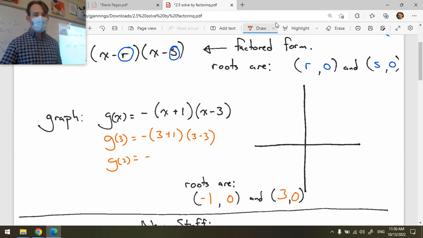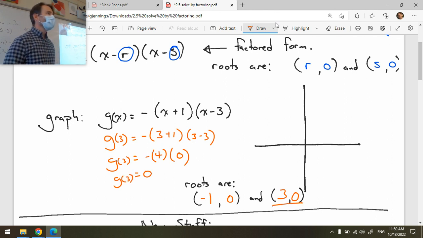And now let's evaluate. The value of g at 3, the function at the x value 3, is equal to negative 3 plus 1 is 4, so negative 4 multiplied by 3 minus 3 is 0. What's the value of negative 4 times 0? 0. So it's equal to 0. So that creates the point 3, 0, this point. When x is 3, y is 0.